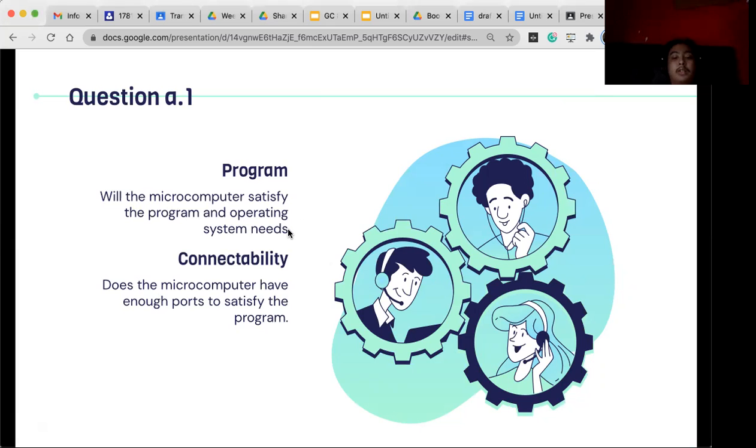And then connectability. With connectability, the microcomputer should have enough ports to satisfy the program. I'm guessing the microcomputers are from the mid to late 90s, so then diskette ports, or in today's environment USB ports, maybe for storage or for backups, it would satisfy those needs as well.